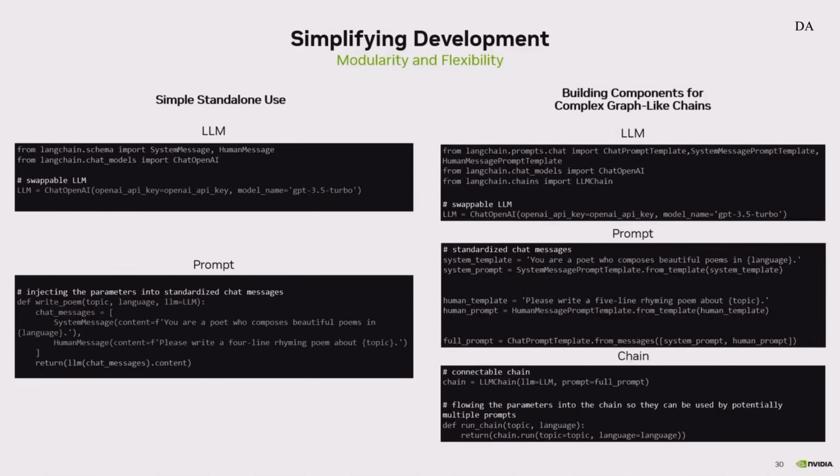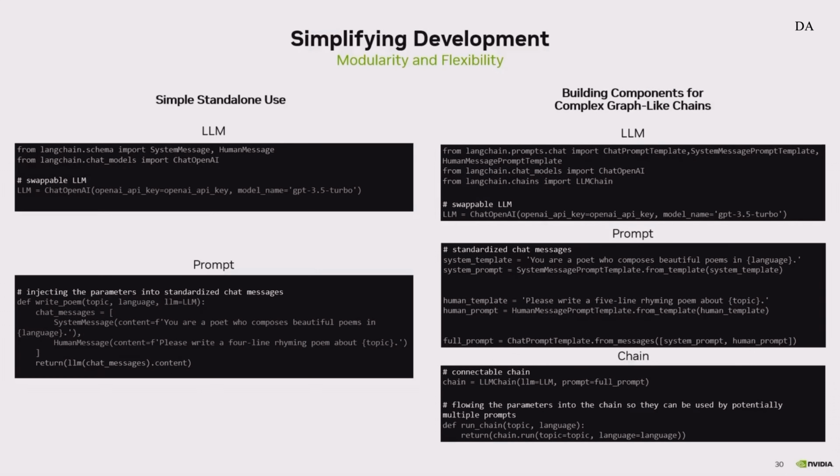The example on the left is a simple standalone use case, something that you probably wouldn't need LangChain for, actually. But when it comes to more complex graph-like chains, then we want to think about using LangChain's facilities. So on the right, you'll see that we do put in a swappable large language model, just like we did in the simple standalone case.